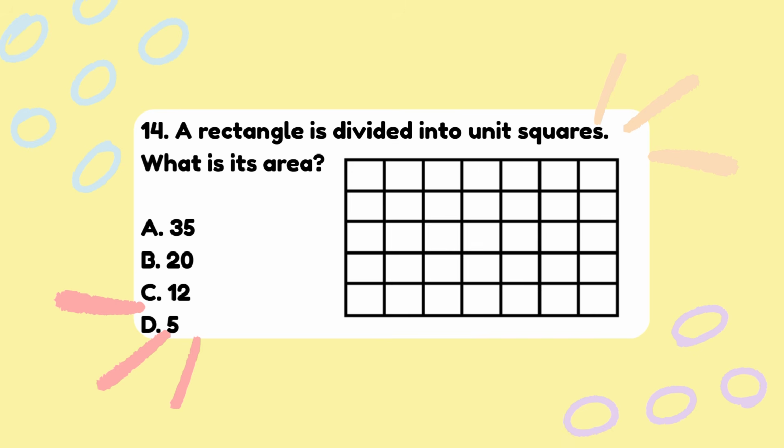14. A rectangle is divided into unit squares. What is its area? A. 35. B. 20. C. 12. D. 5.